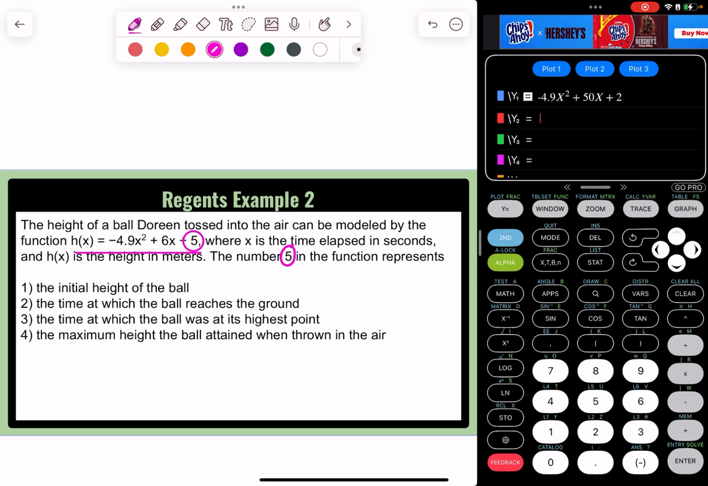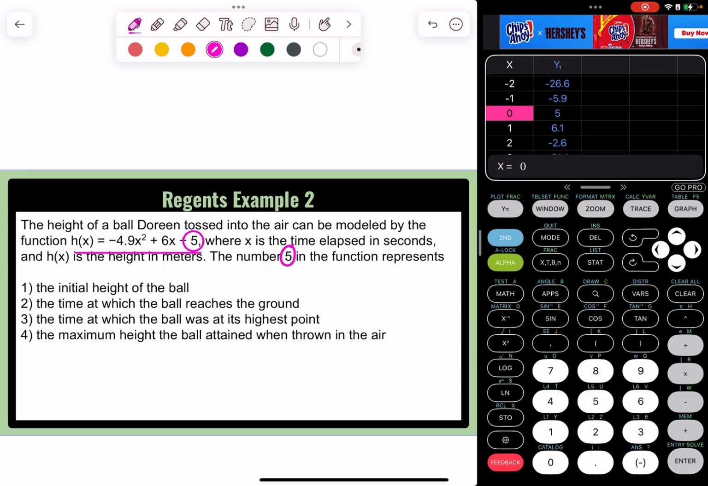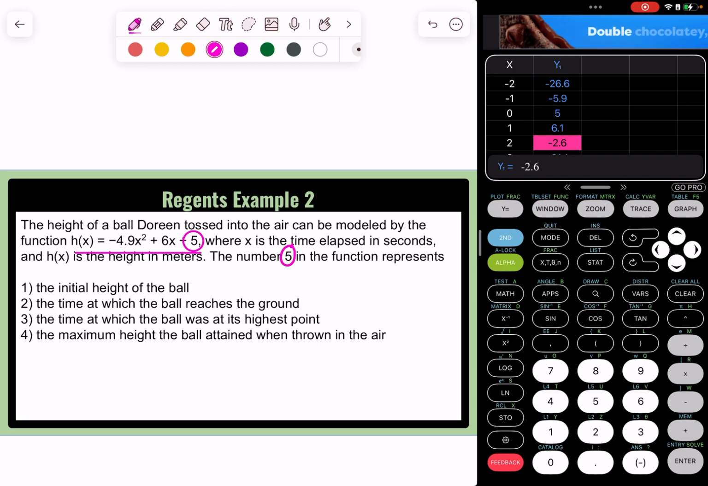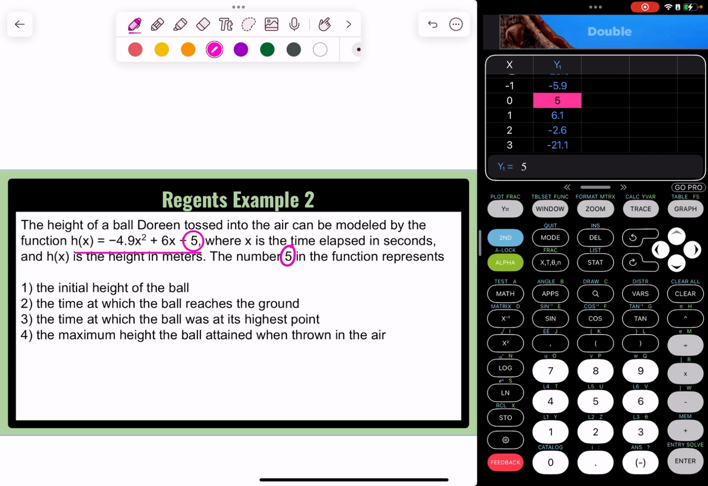Let's go type this in and see what happens. Negative 4.9x squared plus 6x plus 5. Let's go see the table. I like looking at the table. When does it hit the ground? Well, I see here it's negative, and we can't talk about it being negative. So it's going to hit the ground somewhere in between this 1 and 2. So it's not going to be choice 2.